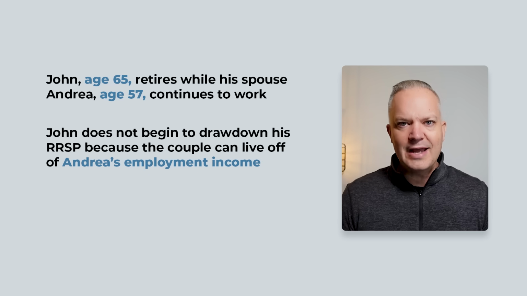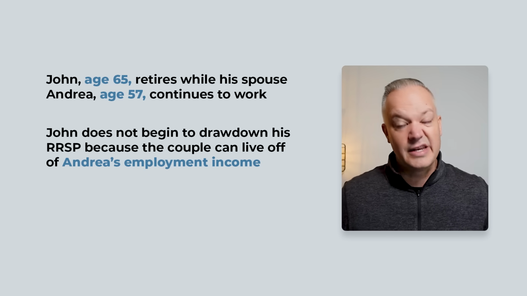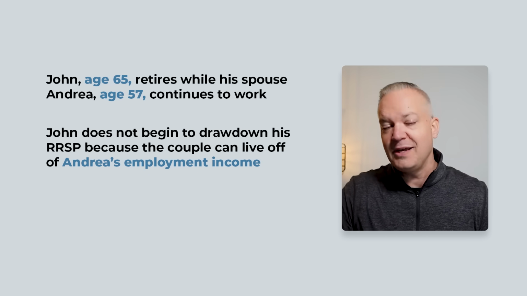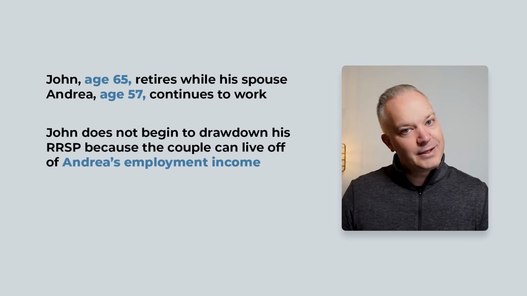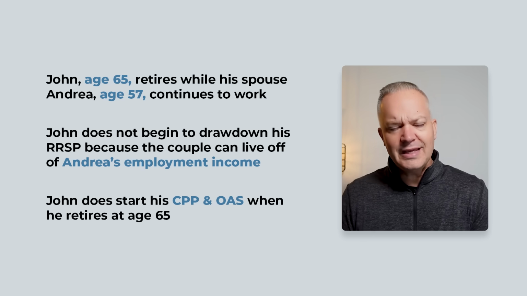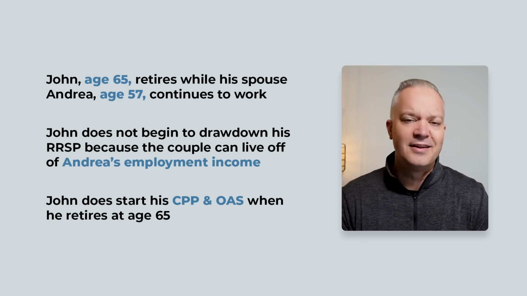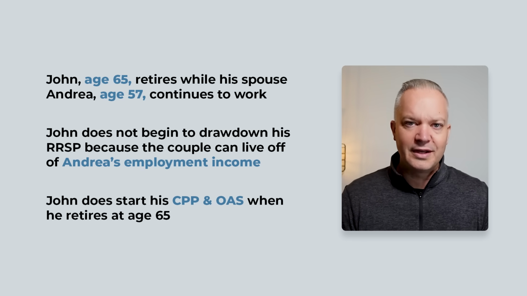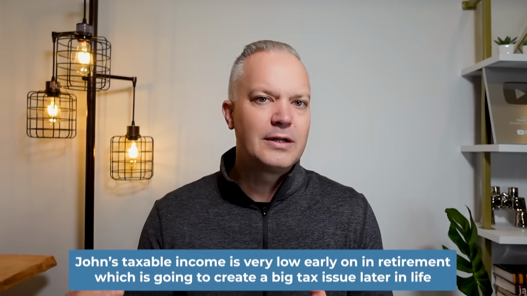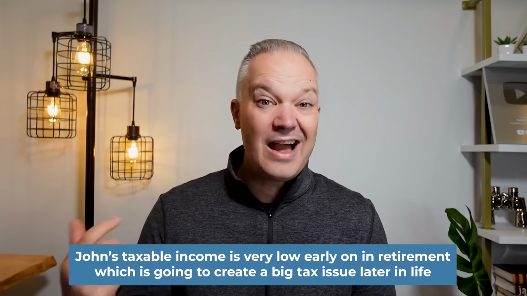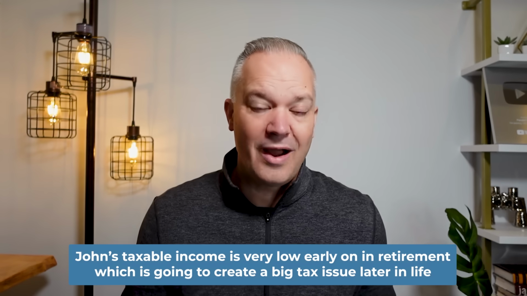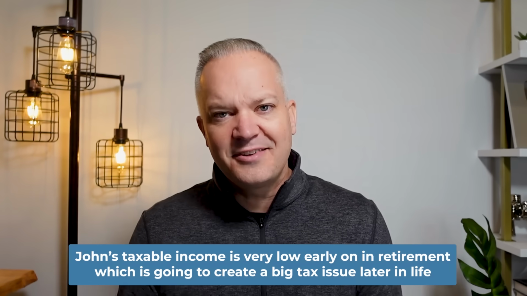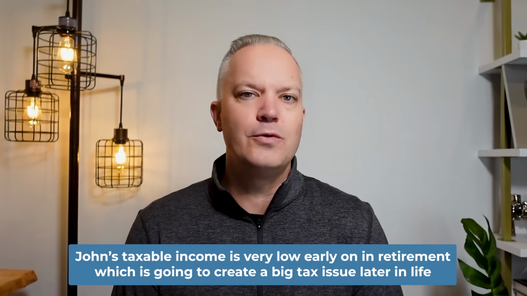But they can live off Andrea's income, so John just doesn't take any income. He doesn't start drawing down his RSP. He doesn't worry about any of that. But because he was 65, he wanted some government money, so he started his Canadian Pension Plan and Old Age Security. But outside of that, he doesn't have any income, so his taxable income is very low. Thus, his average tax rate is close to zero after his personal exemptions. This is a fatal flaw that many of you make. You want to make sure you're leveling out your tax rate.